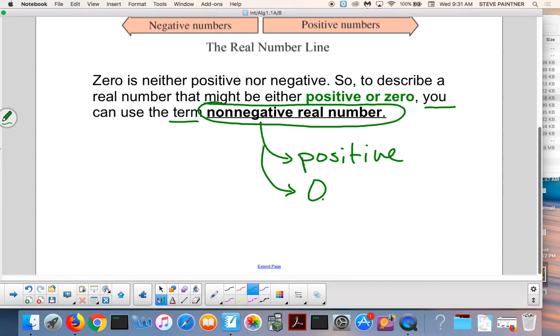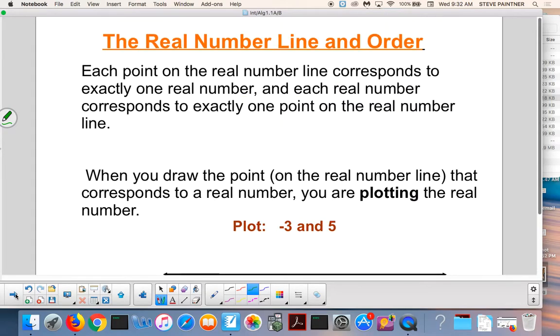Okay? All right. Here's your number line. It's down there. It says this. Each point on the real number line corresponds to exactly one real number. Okay? Watch this. Boom. There's my 0.